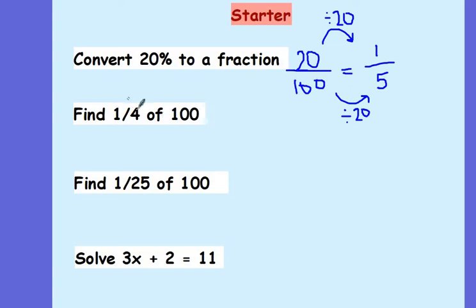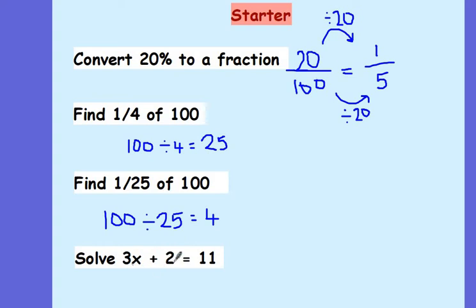For the second question, I asked you to find 1/4 of 100, so I need to do 100 divided by 4, which will give me 25. For the next one, I asked you to find 1/25 of 100, so I need to do 100 divided by 25 this time, which gives me what, Poppy? 4, excellent.